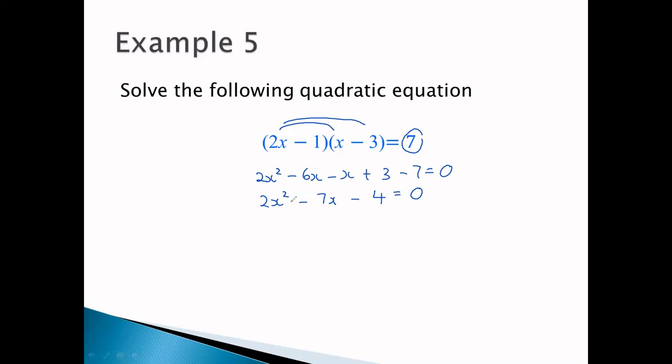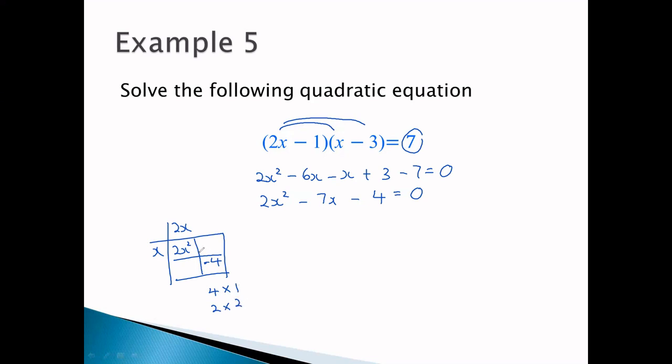Okay, now what does this look like? What type of factorization is this? It looks like quadratic factorization, right? So again, I do this out. 2x squared, negative 4. So 2x times x will give me 2x squared. Okay, now what can I get with 4? 4 times 1, 2 times 2.